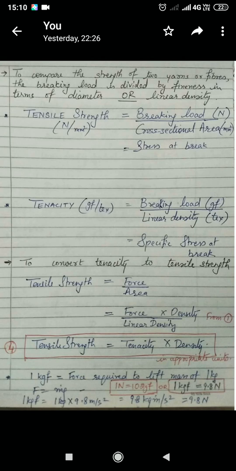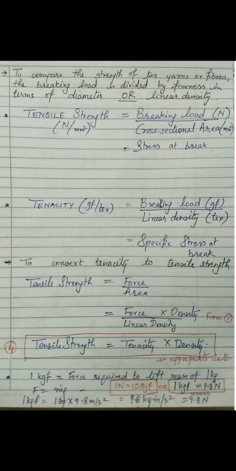Now in this topic we'll try to understand the definition and the relation between two terms, that is tensile strength, which is expressed in units of force per unit area, and tenacity, which is expressed in units of force per unit linear density. Both of these are expressions of measuring or comparing the strength of two yarns or fibers.